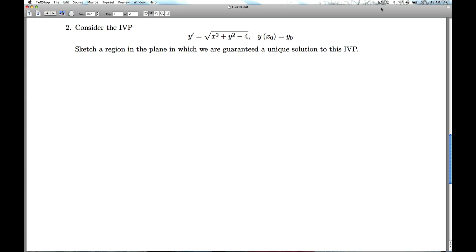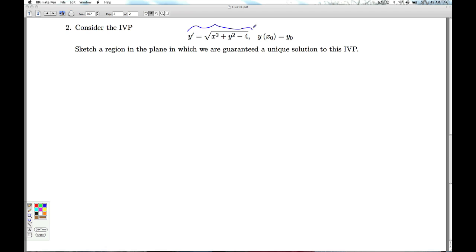Okay, number 2, we're given an initial value problem. An initial value problem, remember, has two parts to it. It's got the differential equation, and then it has this initial condition. This initial condition is kind of vague. It corresponds to some point x naught, y naught in the plane. So you can think of this geometrically as we're trying to find a curve that satisfies this equation and goes through this point. We're asked to sketch a region in the plane in which we're guaranteed a unique solution.